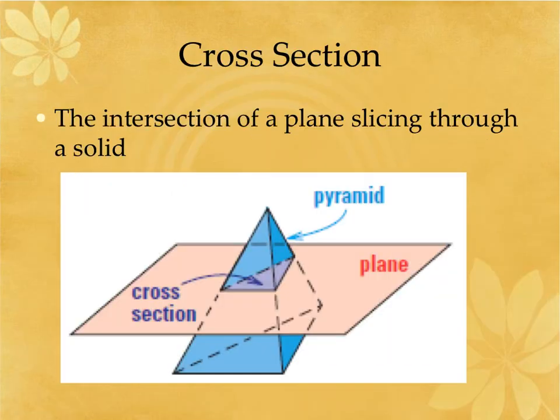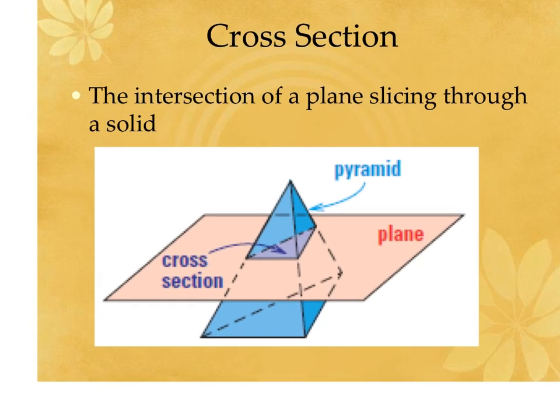Next, we're going to talk about a cross section. So a cross section is the intersection of a plane slicing through a solid. So in all of the pictures that are in the notes, my cross section will be the purple. Now, when you're doing the homework or doing this on a test or a quiz, it's going to be in black and white, so it'll be the piece that's shaded a little bit differently.